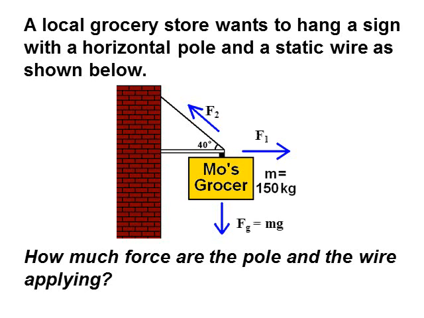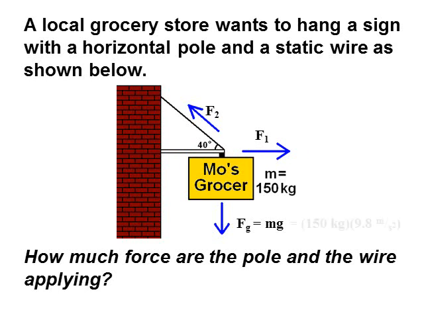Now the question here is, what is the tension in the cable, and what force is this pole pushing out with? If you think about it, if this pole wasn't here, the sign would move toward the wall. It would accelerate towards the wall, which means that this pole is applying a force outward to keep it away from the wall.